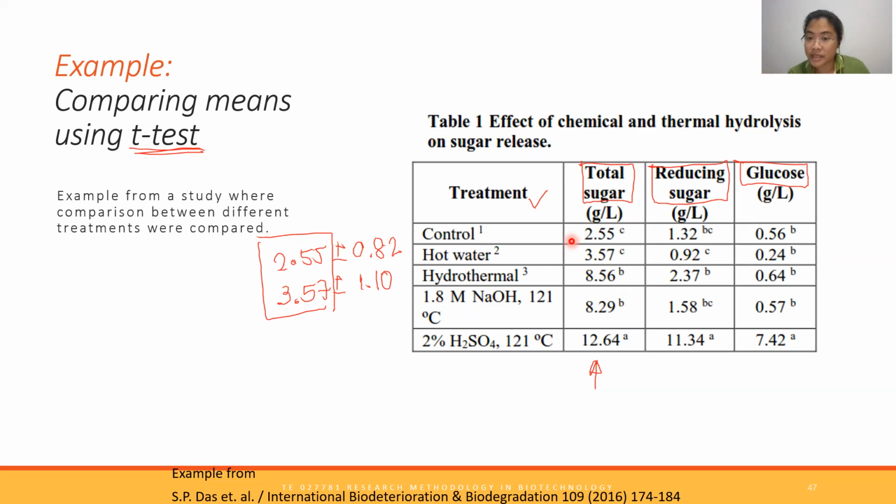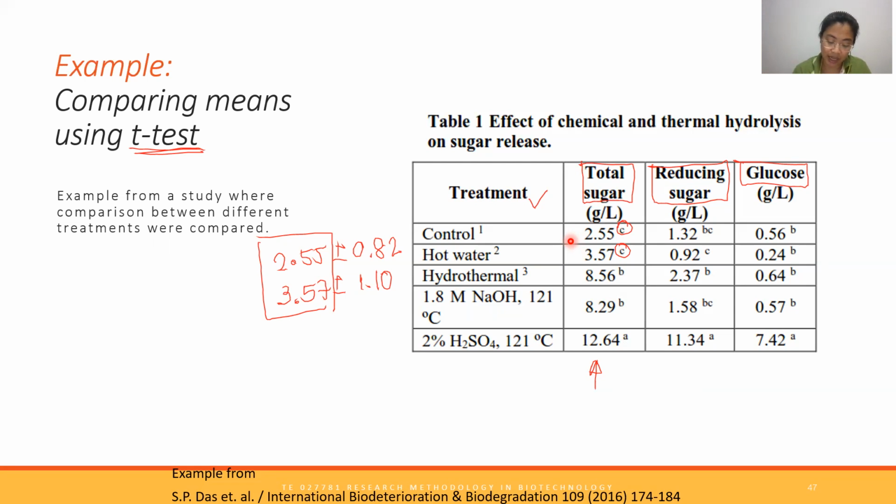So if you are not using statistics, you will definitely say that 3.57 is higher than 2.55. So the treatment of hot water will give you a better total sugar than the control treatment. But when you use statistics to actually compare the mean, you see that they are not different. They are not different statistically. So you can't say that the hot water treatment gives higher total sugar than the control treatment.